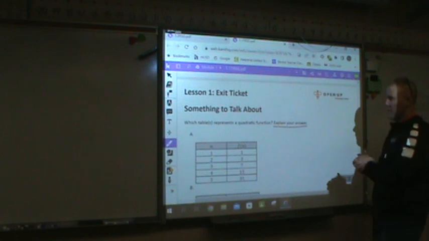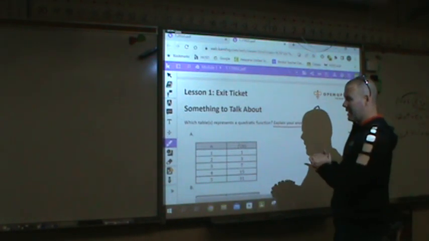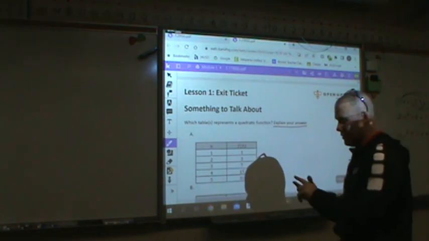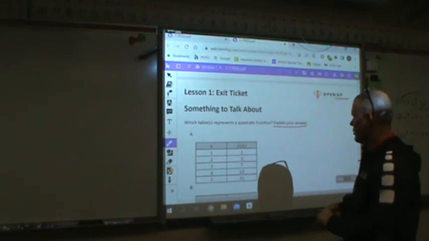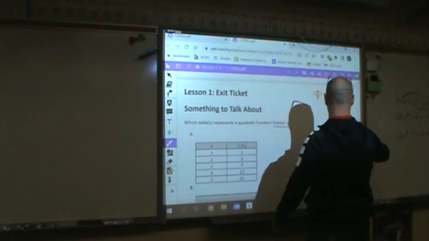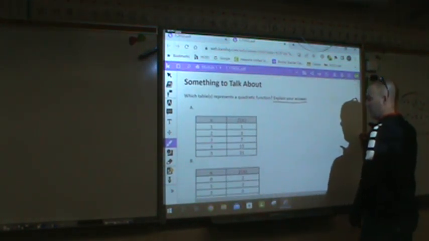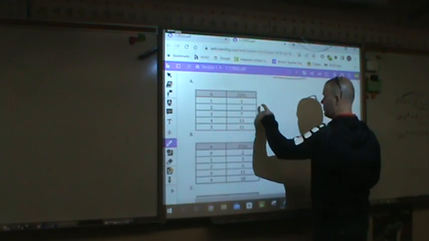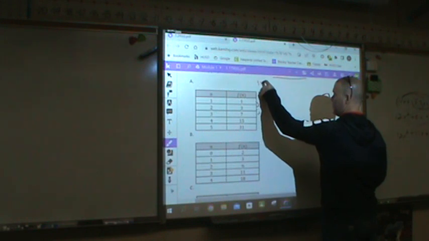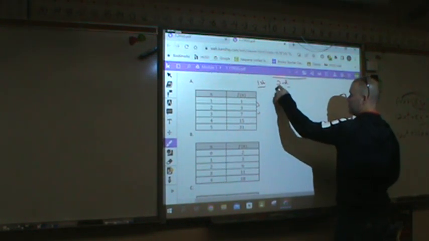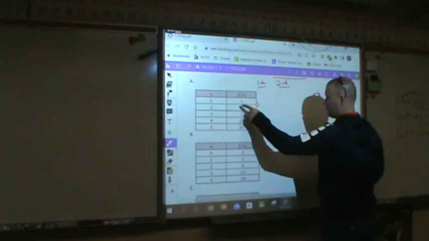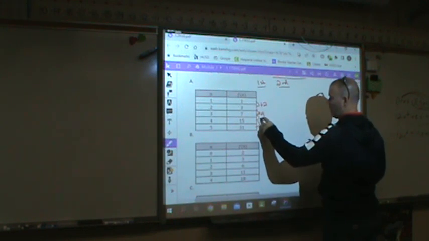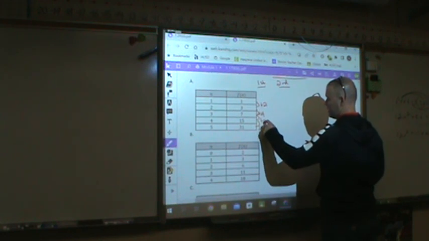The biggest takeaway from this is we went back and we looked and we said, hey, from a table, how do you determine whether something is linear, quadratic, or exponential? So from this, it's saying which table is exponential. Well, here's the gist of this if you weren't here. We'll just cut to the chase. If we do first and second differences, if we do a first difference, what do we get? We get plus 2, plus 4, plus 8, plus 16.